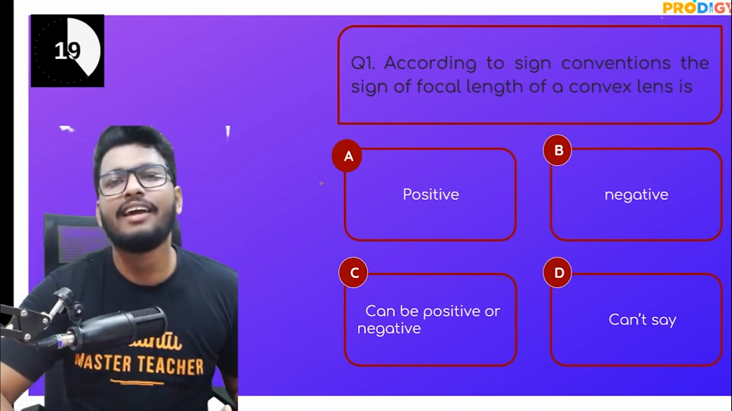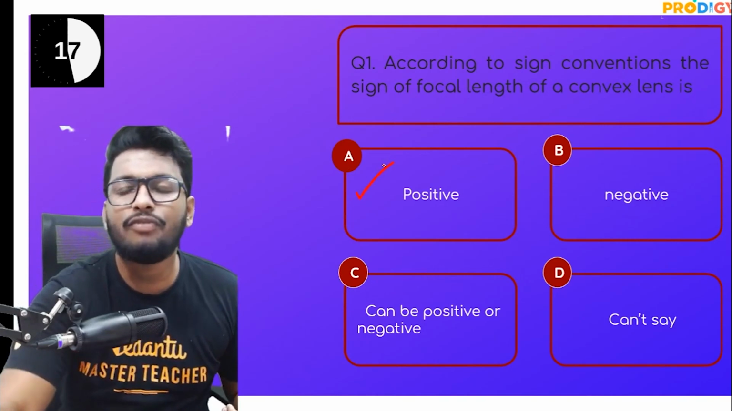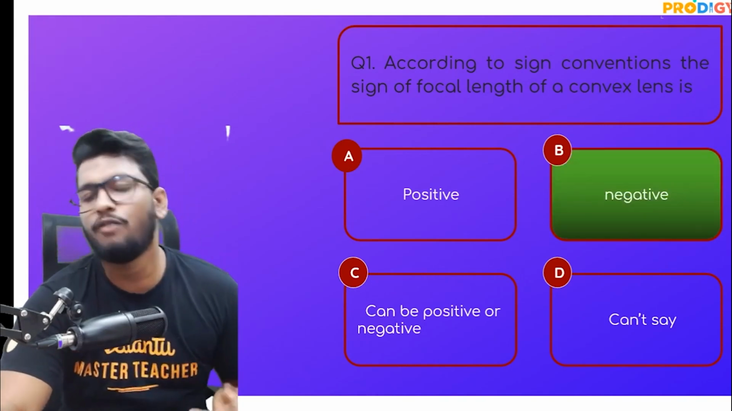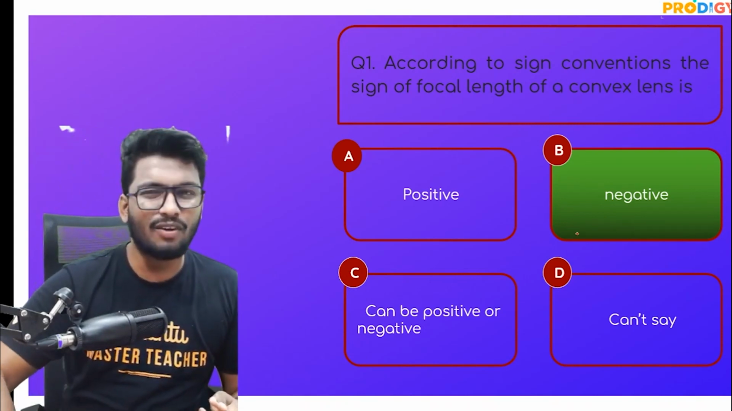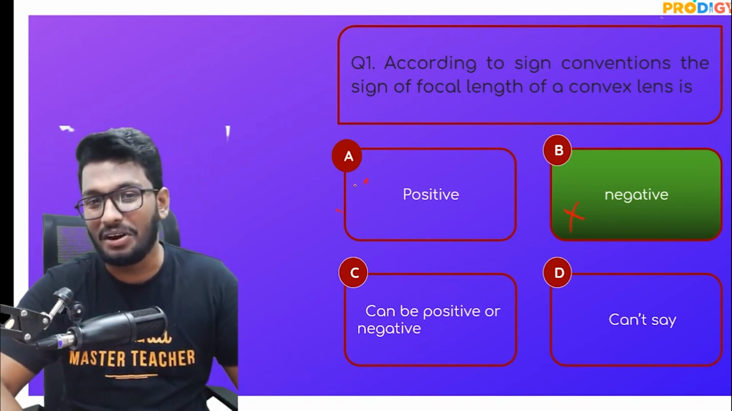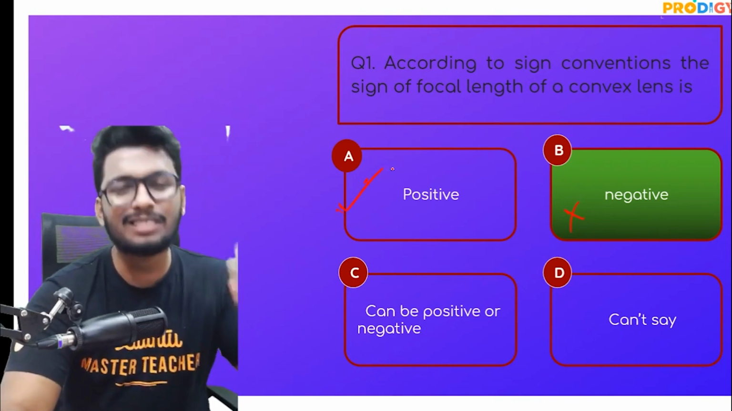The answer is positive, because for a convex lens, guys, the focal length lies behind the lens, hence it is positive. The answer given over here is not correct. It is actually positive, not negative. Couple of mistakes happen, but it's positive.